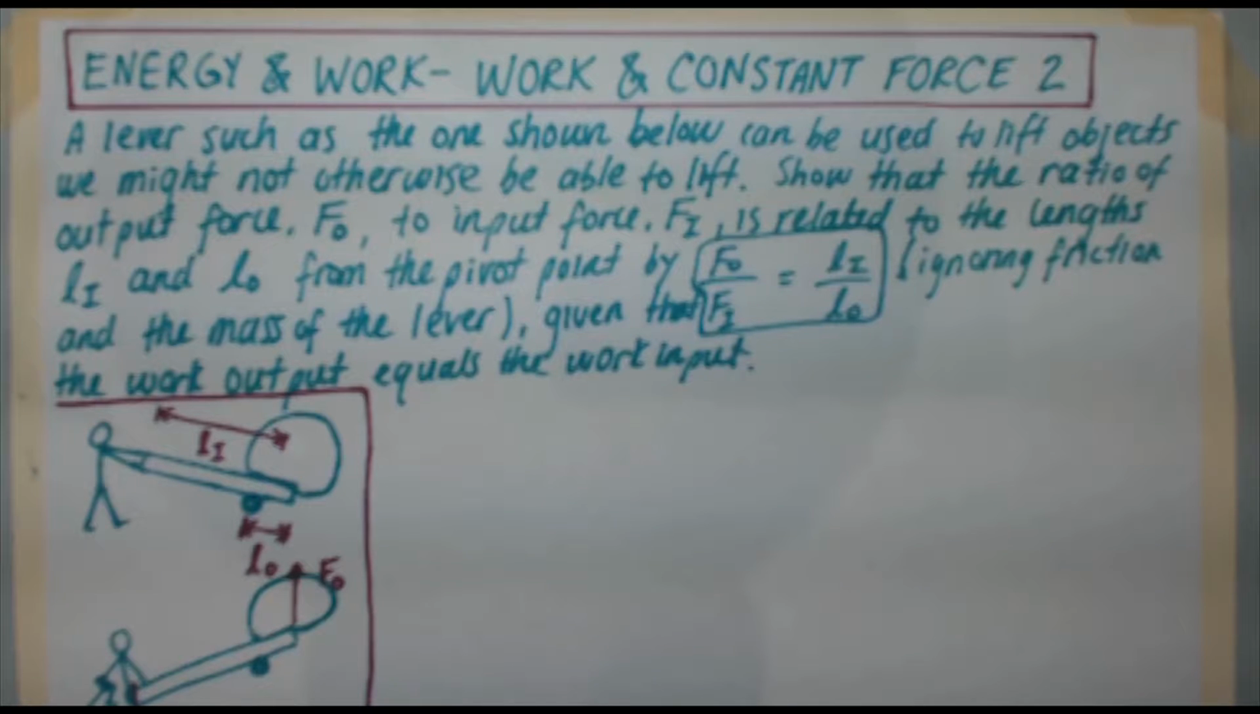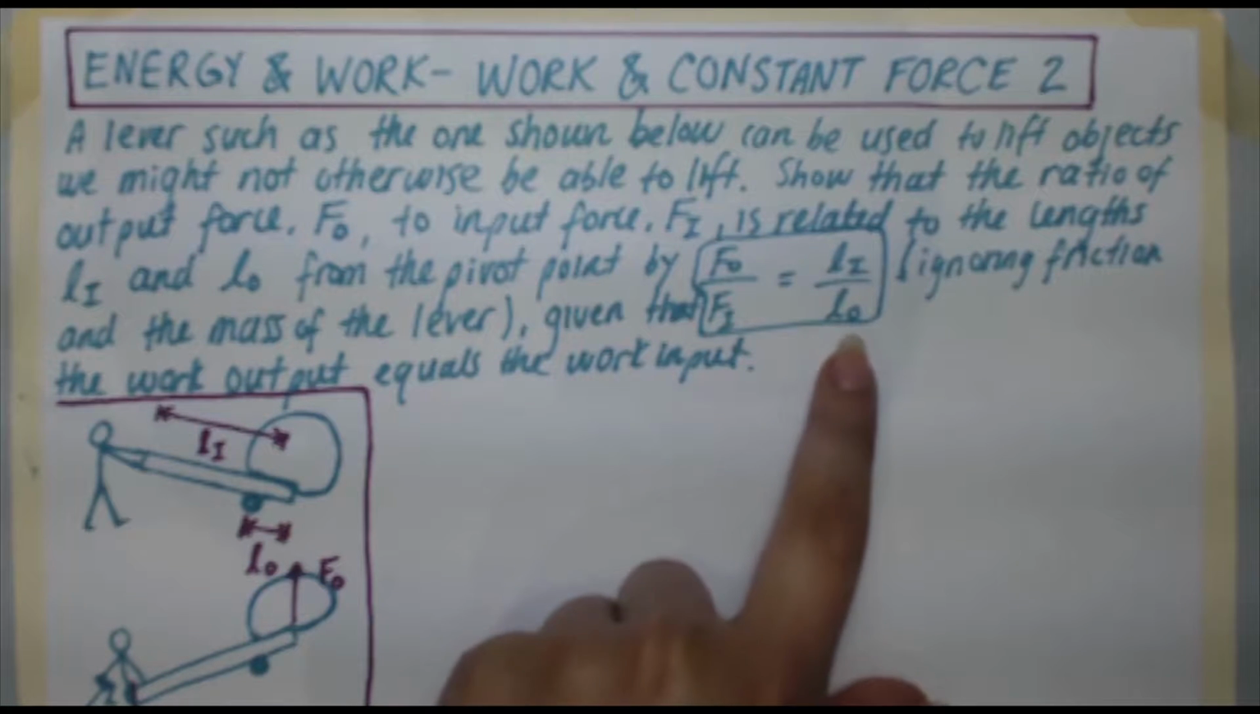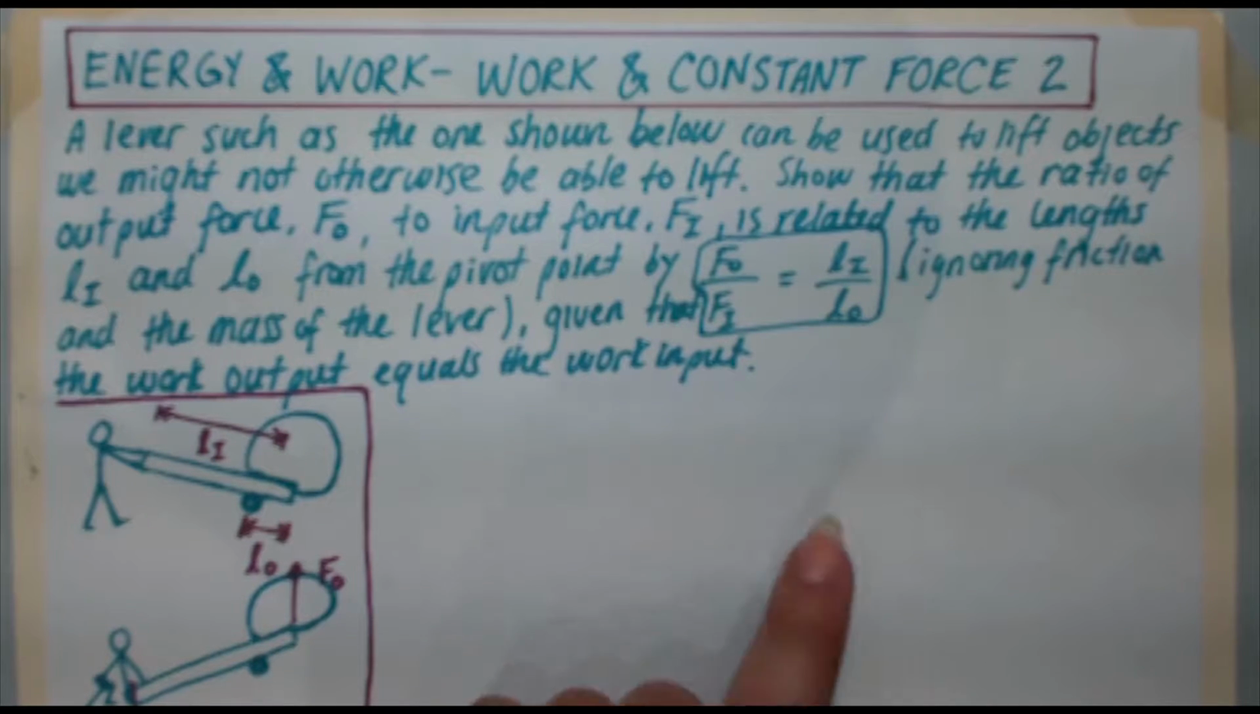Hey guys, let's do another work and constant force problem. A lever such as the one shown below can be used to lift objects we might not otherwise be able to lift. Show that the ratio of output force, Fo, to input force, Fi, is related to the lengths Li and Lo from the pivot point by Fo over Fi equals Li over Lo, ignoring friction and the mass of the lever, given that the work output equals the work input.